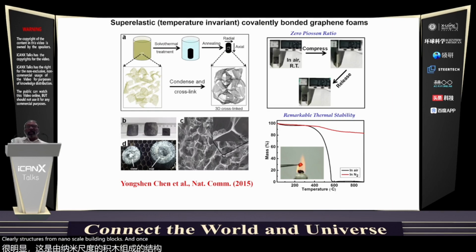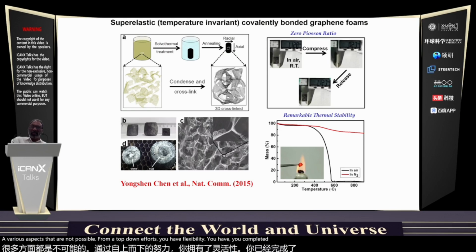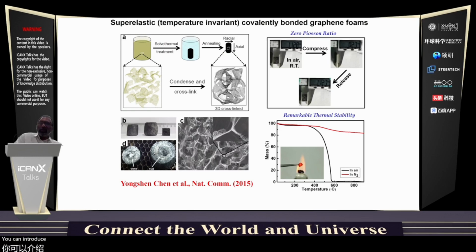And once again, the bottom-up approach of building three-dimensional structures allows you various aspects that are not possible from a top-down approach. You have flexibility, you can create hierarchies, and you can introduce multiple materials at different stages of such assembly. So there are certainly advantages to the bottom-up approach.